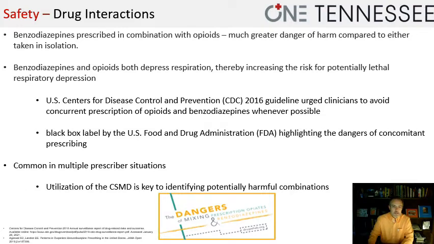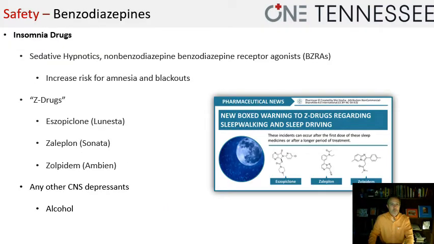It's not just opioids. There are other drugs that are concerning when used concomitantly with benzodiazepines, and those include many insomnia drugs. So the BZRAs, or non-benzodiazepine benzodiazepine receptor agonists, those increase risk for amnesia and blackouts, and that risk increases when used with benzodiazepines. So these Z drugs include Lunesta, Sonata, and Ambien. And this also includes any other CNS depressant, including alcohol.